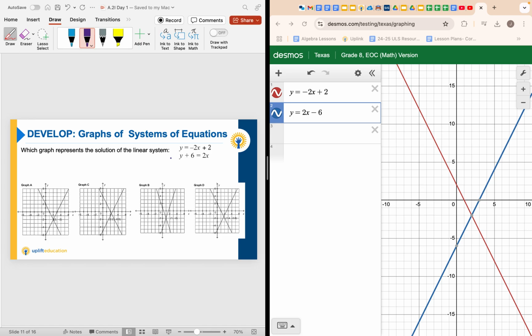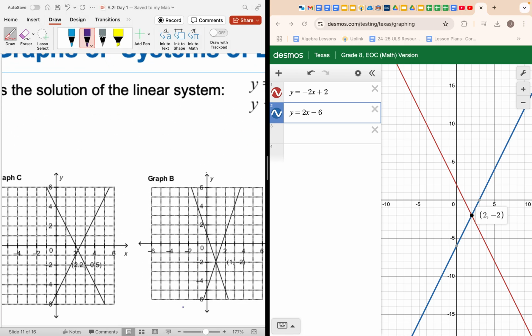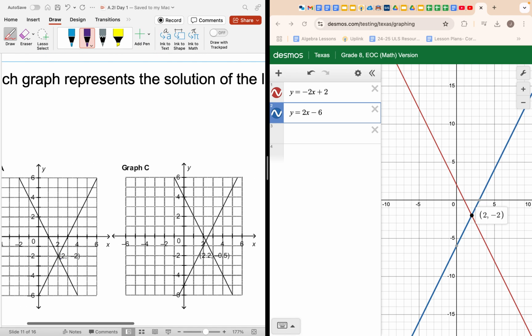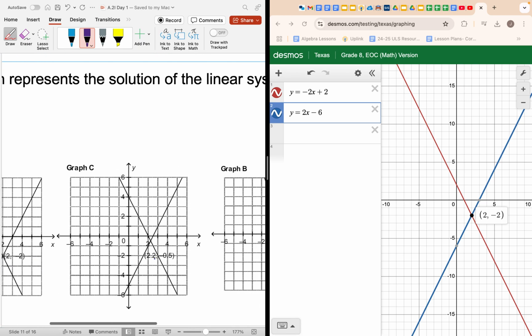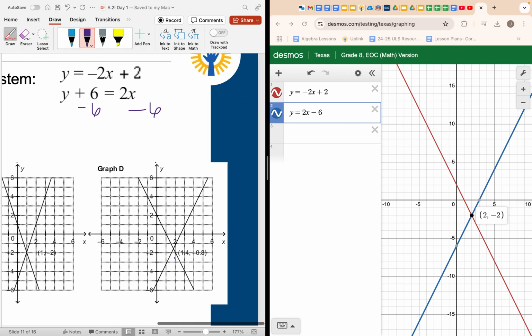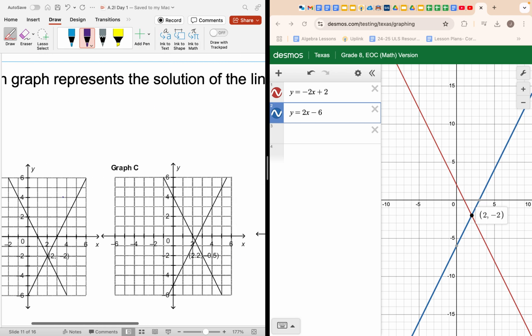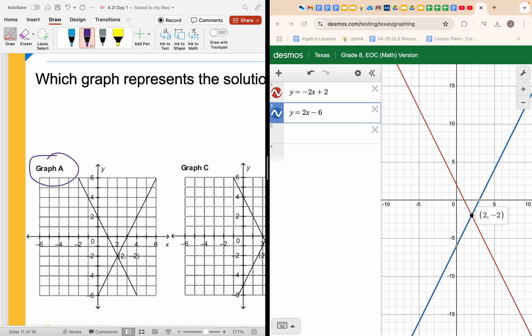Okay, so I'll just actually show you here. So all we did was subtract 6, because that's the opposite, to the other side. So that left us with y equals 2x minus 6. And as we can see here, our solution is at (2, -2). And they even put on our answer choices here, and I'll zoom in just a little bit. They even put on our answer choices (2, -2). Alright, they have (2, 2), (1, 2), and (1, 4). Right, so then we already know the answer here is graph A.